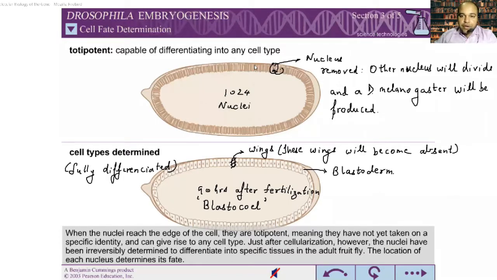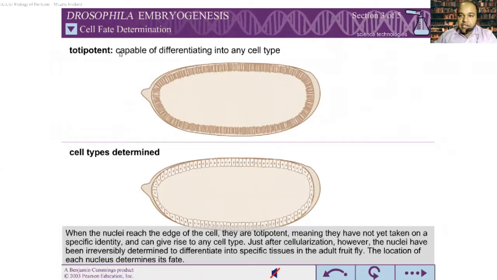Now, moving forward, what we get out of here is that the totipotent nuclei have been differentiated to form the cells. When the nucleus reaches the edge of the cell, they are totipotent, meaning they have not yet taken on a specific identity and can give rise to any cell type.